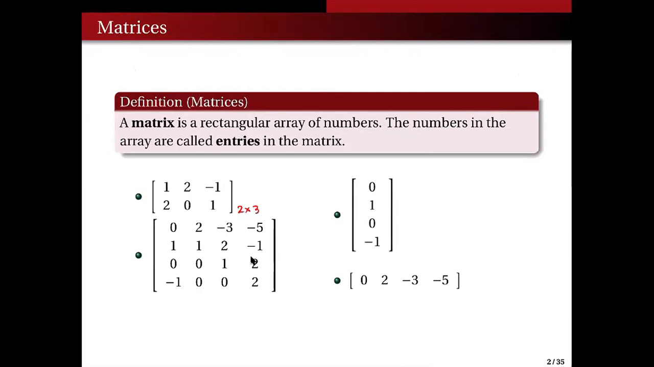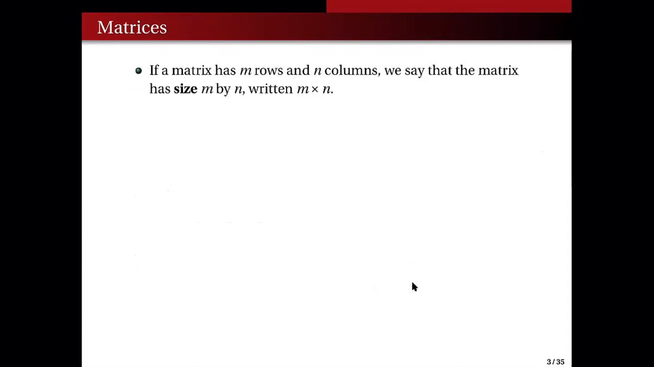This one here has 4 rows and 4 columns, so this is 4 by 4. In here, you have 4 rows and 1 column, so you have 4 by 1. In here, you have 1 row and 4 columns, so you have here 1 by 4. So that's the size of a matrix.